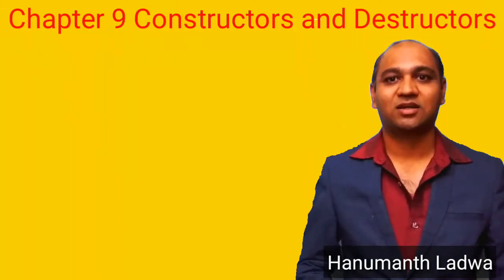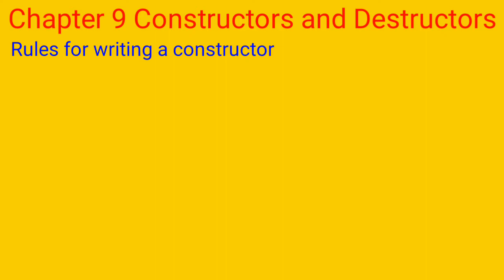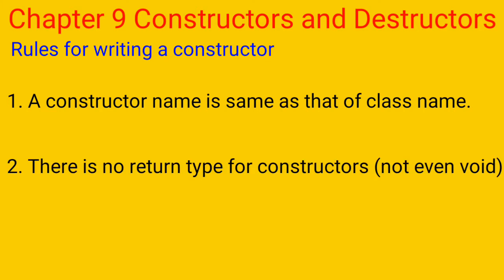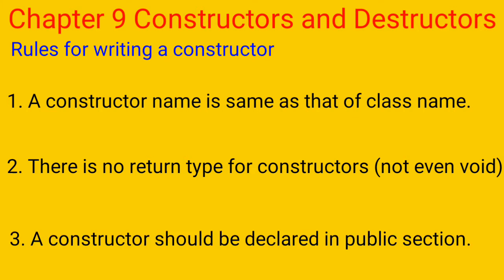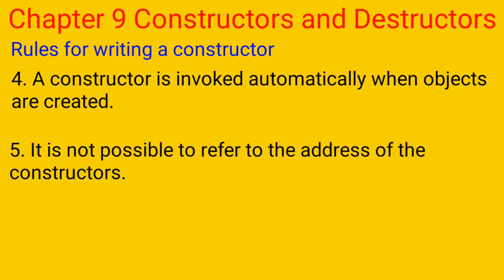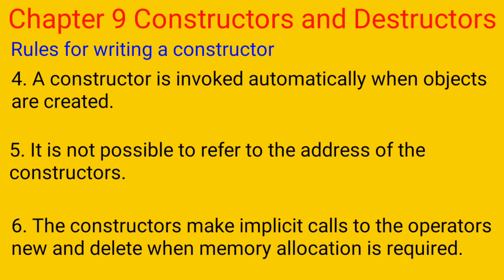Now let us study the rules for writing constructors. 1. A constructor always has the same name as that of the class name. 2. There is no return type for constructors, not even void. 3. A constructor should be declared in the public section. 4. A constructor is invoked automatically when the objects are created. 5. It is not possible to refer to the address of the constructors. 6. The constructors make implicit calls to the operators new and delete when memory allocation is required.